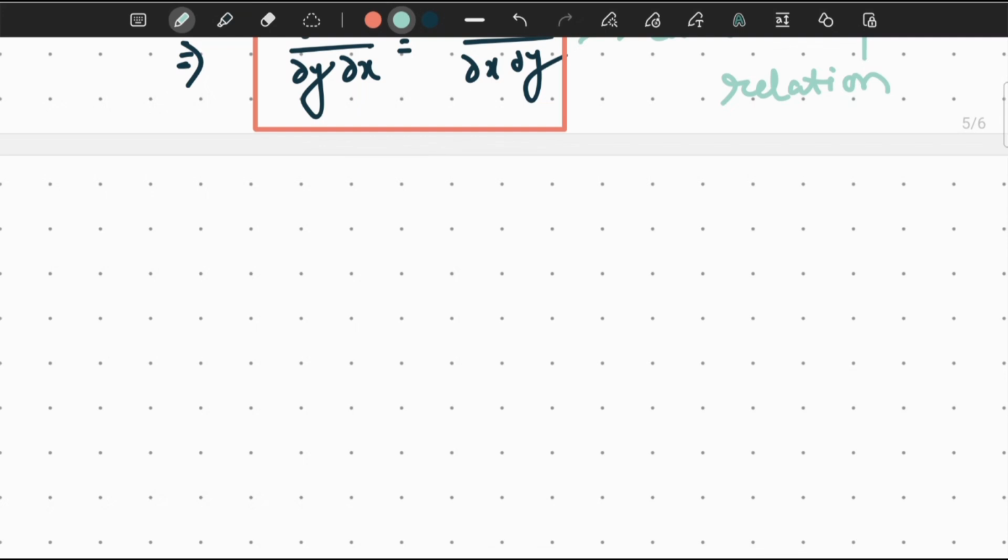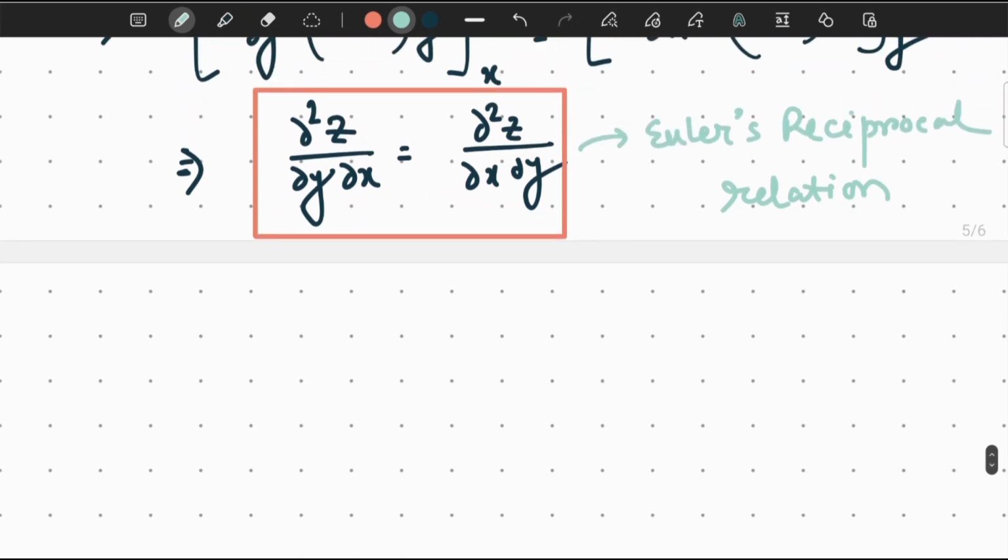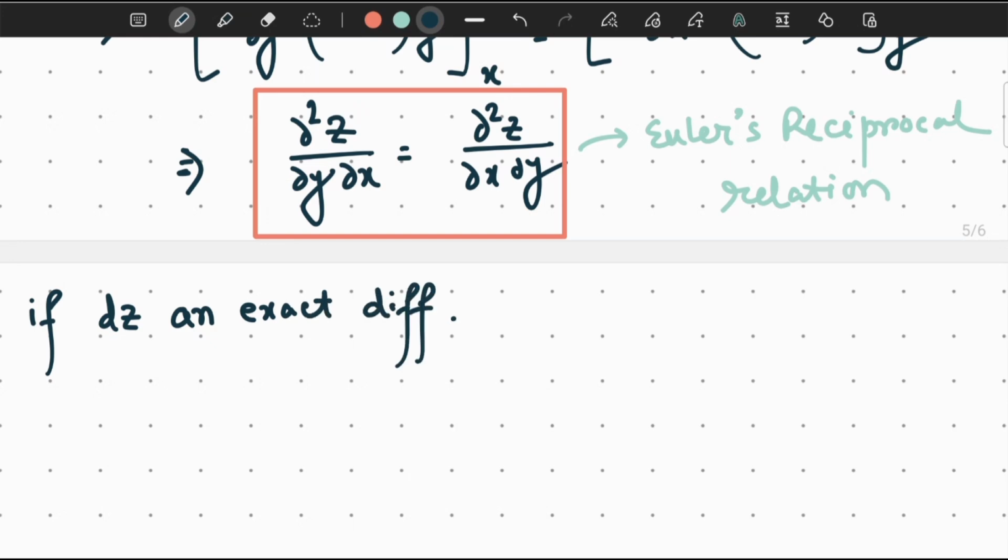But what is the physical significance of this? That we have to understand. That is very important to understand, the physical significance of the exact differential. Let's say I am saying that this is an exact differential. What does it mean? We can say if dz is an exact differential, if we can take the exact differential of that variable z, then we can say that z is a state function.